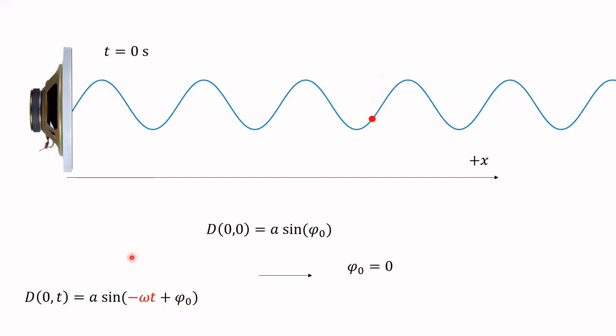So we just evaluated the height of the curve at x equals 0 and t equals 0. Well, what happens when you let time advance? Since it's negative omega t, as t takes on more and more positive values, you're plugging in a more and more negative number, which means you're actually going backwards on the sine curve.